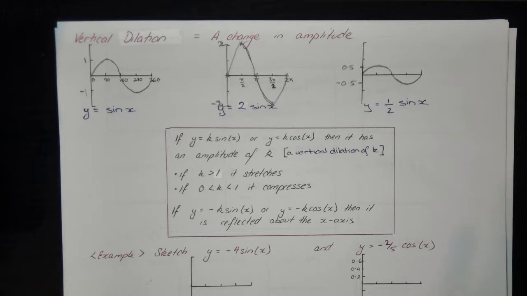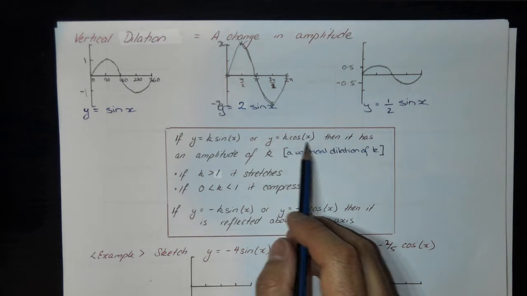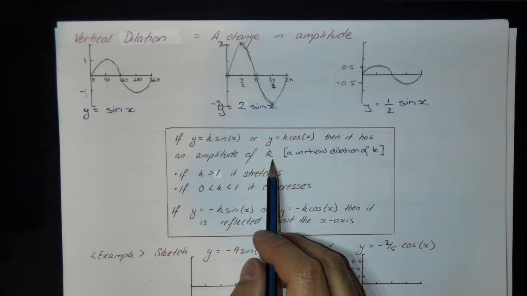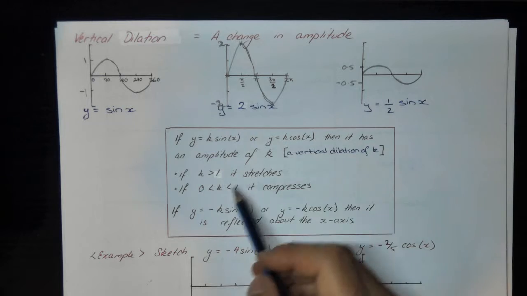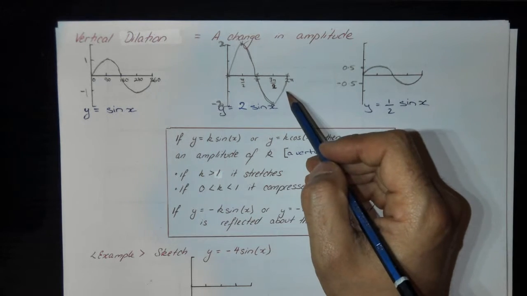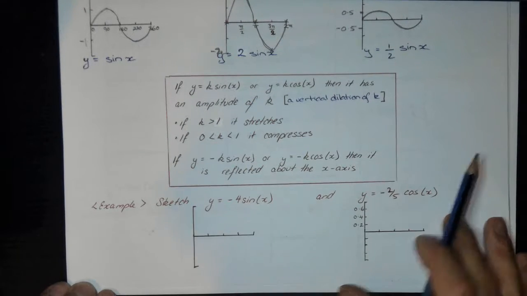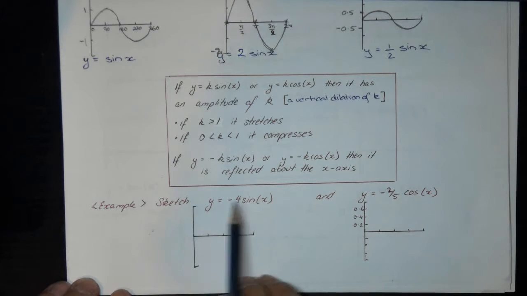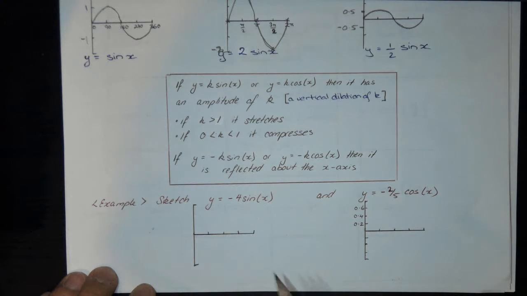Okay. So if y equals k sine x or y equals k cos x, then it has an amplitude of k and a vertical dilation of k. If k is greater than 1, it stretches. If it's between 0 and 1, it compresses. If you get y equals negative k sine of x, or negative k cos x, then it is reflected about the x-axis. So let's do this.